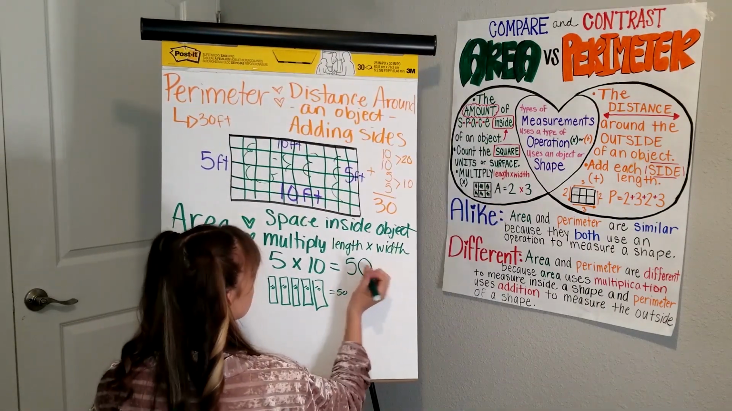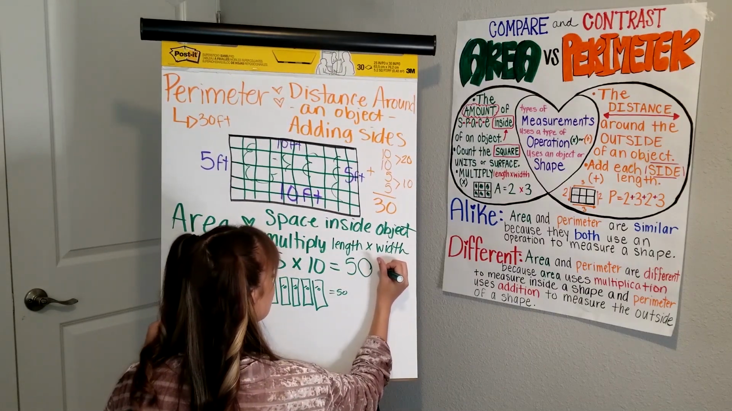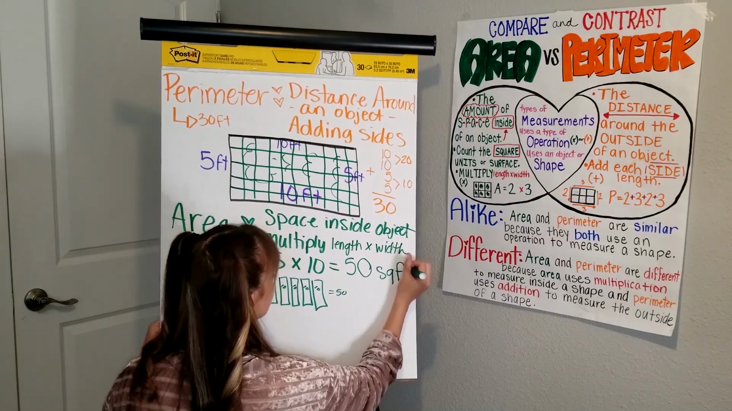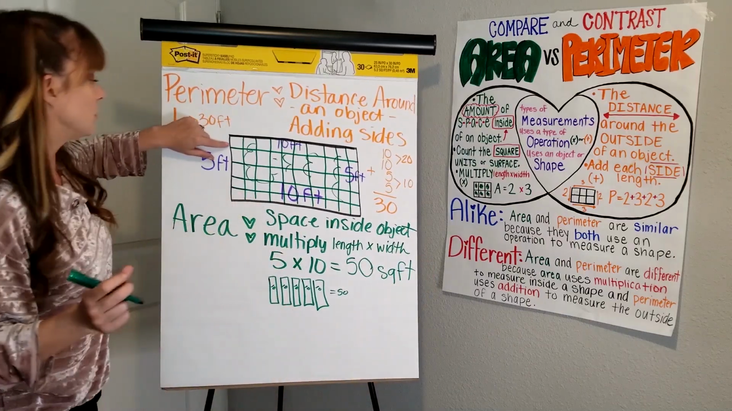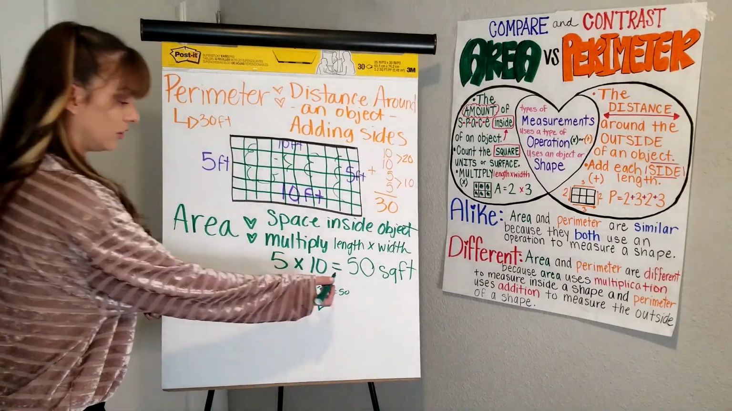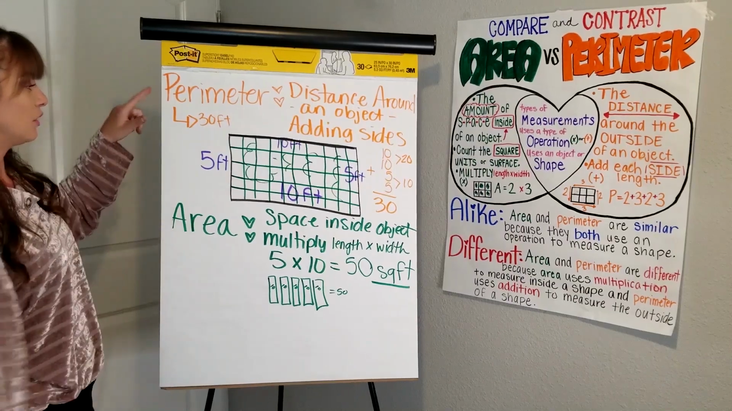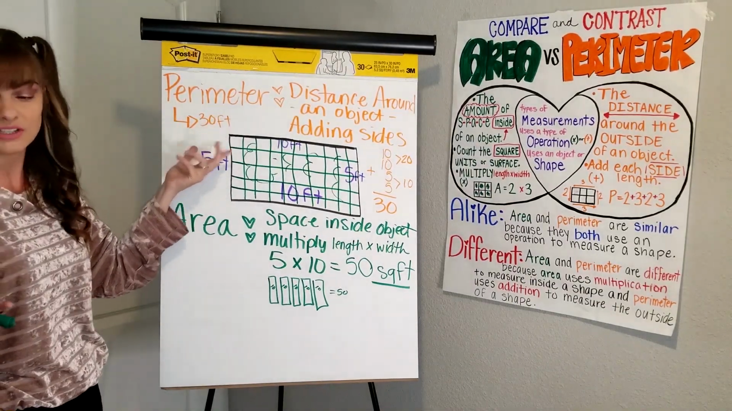When we are figuring out area though, we always label it in square feet because like I said, we're dealing with 1 unit of a square foot. So make sure when you're labeling your area, it's always in square feet, where your perimeter you could just write however many feet or inches it is.